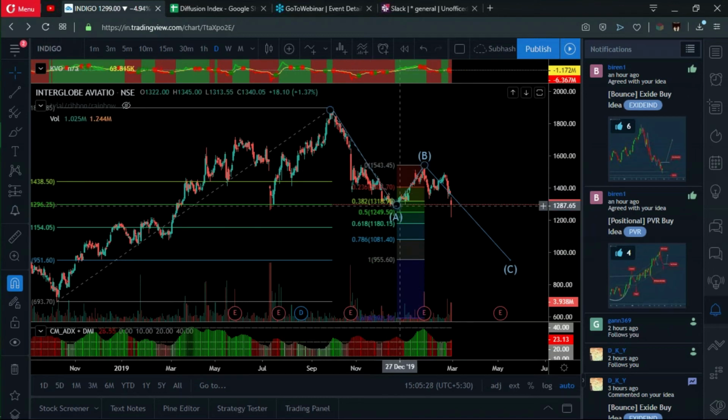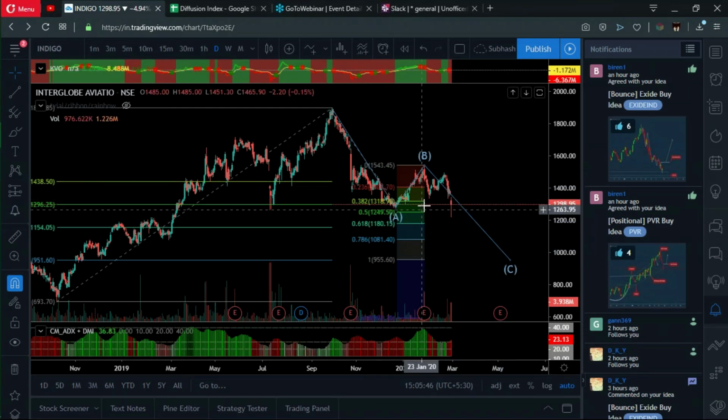So when it went here and it crossed B, it came down here, right? And I thought, okay, it has caught 0.382 and now I'll go short. But again, it reversed and I had to get out, right? But now it's going down and it will probably go to at least here.